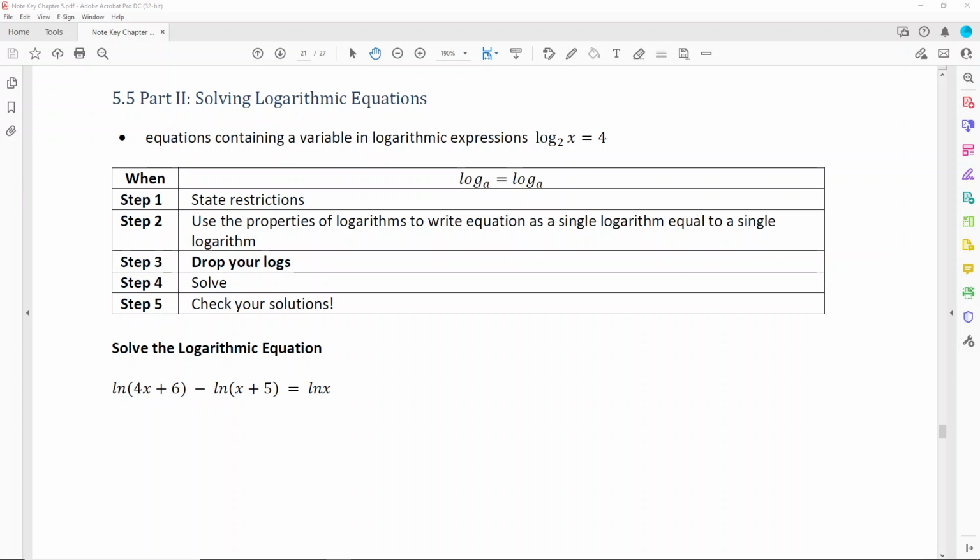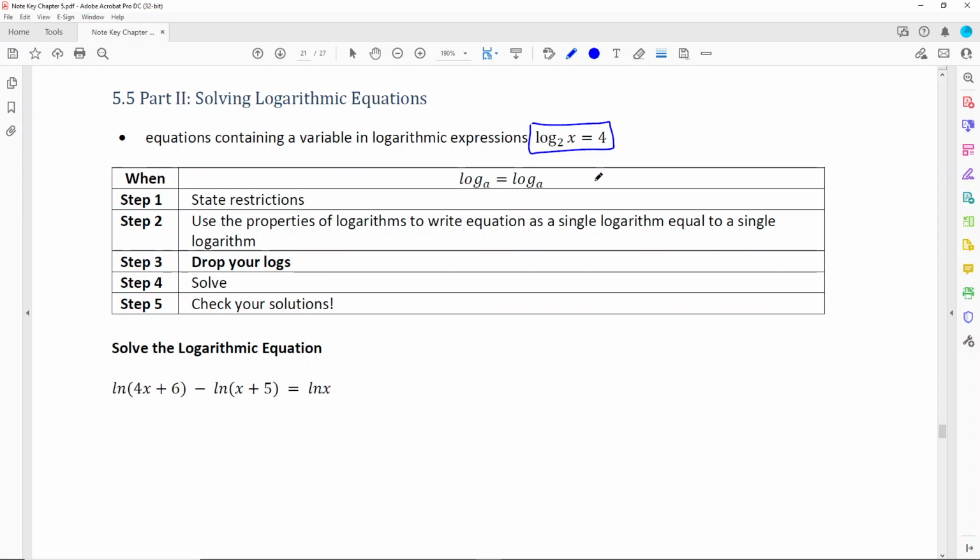So now we're moving on from exponential equations to logarithmic equations. You can tell that something's an exponential equation because the variable's in the exponent. You can tell that something is a logarithmic equation because there's a variable in a log. So this is a logarithmic equation right here: the log base 2 of x is equal to 4.